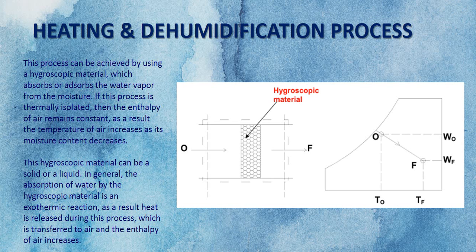This is your initial state and this is your final state, original and final state. It's a constant wet bulb process. And this is your initial enthalpy, this is your final enthalpy. This is your initial dry bulb temperature. This is your final dry bulb temperature. So the process of heating results in an increase in temperature due to the exothermic nature of the absorption of water. And since there is absorption or adsorption of water, the humidity value is decreased.